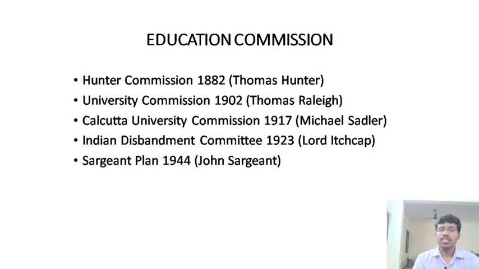The education commissions constituted by the colonial rulers were the Hunter Commission in 1882, the University Commission in 1902, the Calcutta University Commission in 1917, the Indian Retrenchment Committee in 1923 and the Sargent Plan in 1944. These are the main commissions set up for the development of education, particularly formal education in India. As we are already enjoying the formal education system from the state government and the central government, and education is in the concurrent list, the state and central governments have equal rights to frame rules and regulations for imparting education.